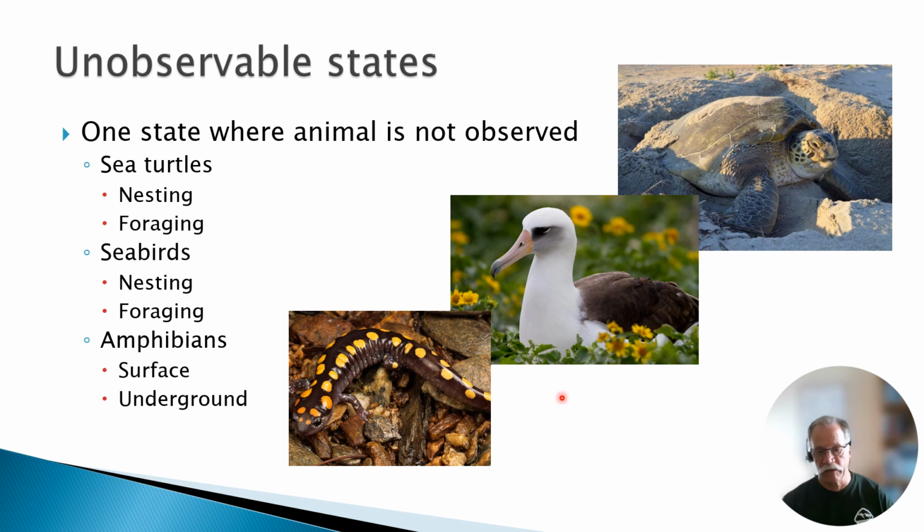Same thing for long-lived seabirds, like these Laysan albatross. They'll breed, and then they'll often take a year or two off before they come back and try breeding again. So obviously, if you're banding birds on their nesting island, you won't see them during those periods. Amphibians are up on the surface, moving, feeding, and then will move underground to where they're non-observable. So again, the biology of the animals indicates that there will be times when they're simply not observable. So what do you do?